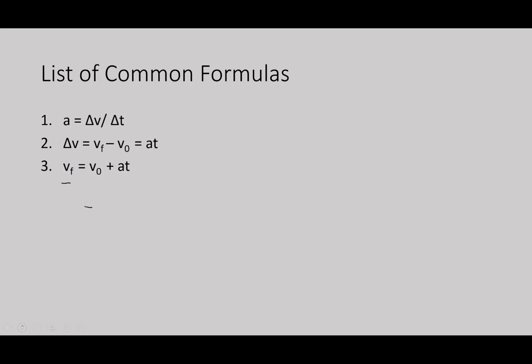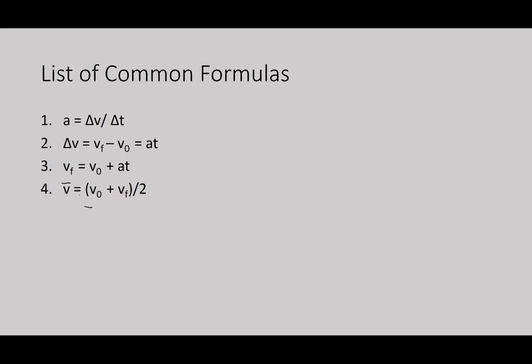Okay, and then my third formula is also one of the formulas we just looked at. I can find my final velocity by taking my initial velocity plus the acceleration times time. Okay, my fourth formula. This symbol right here, that was our symbol for average velocity.